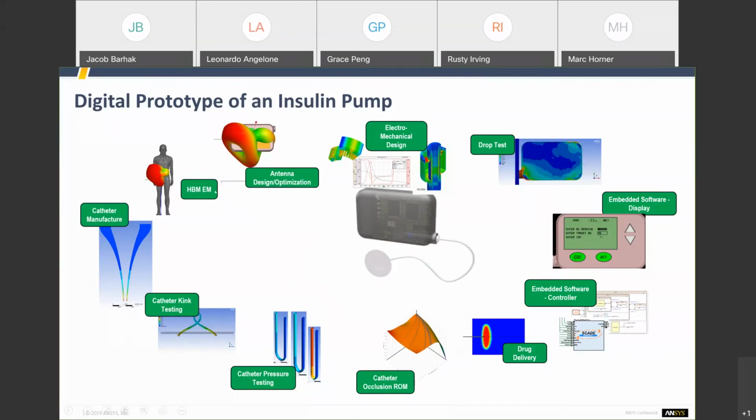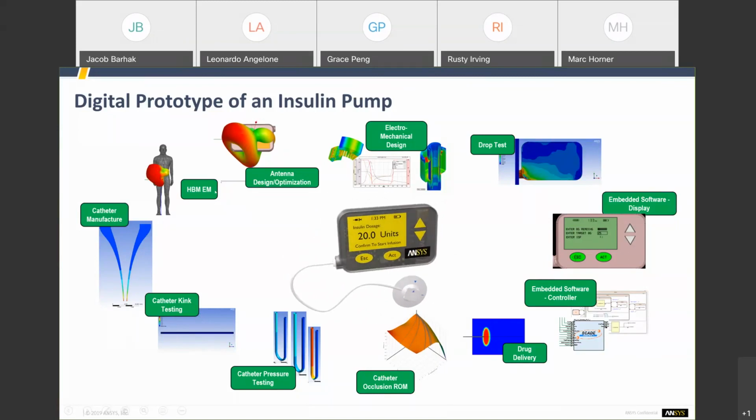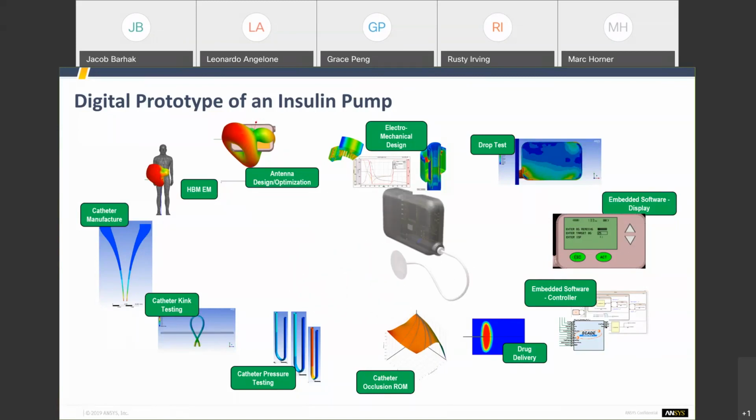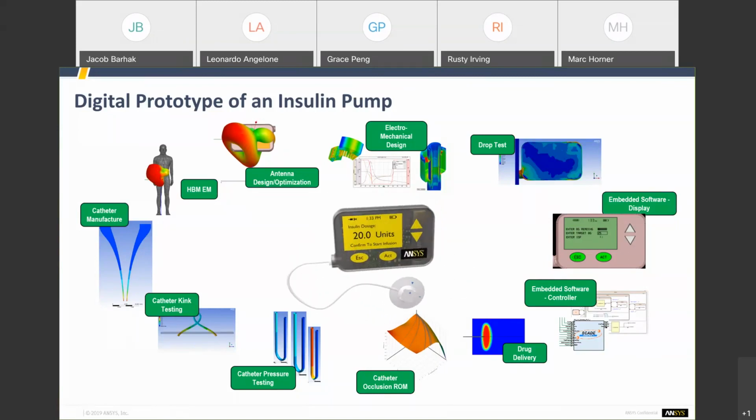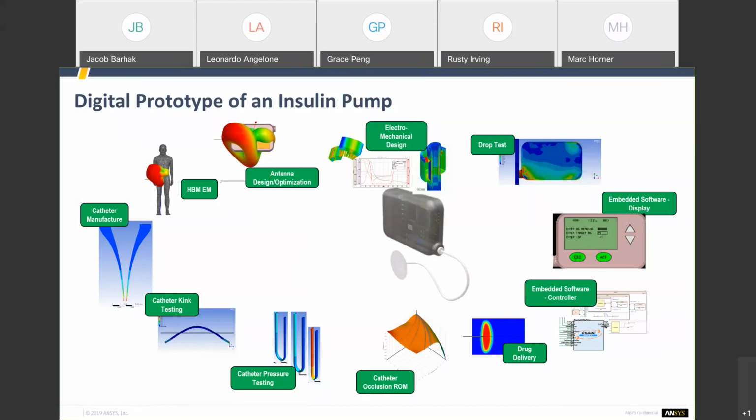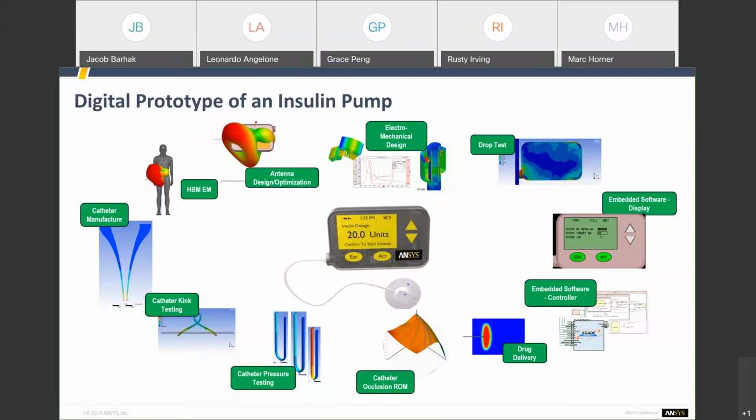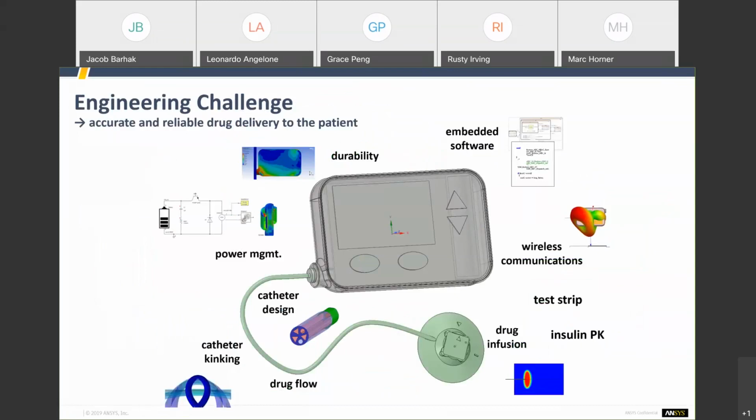But these are all component level simulations, and while they're very nice and helpful, again, we want to get to that system level understanding of our insulin pump to ensure that when all these different components come together, they are going to function correctly as a system.